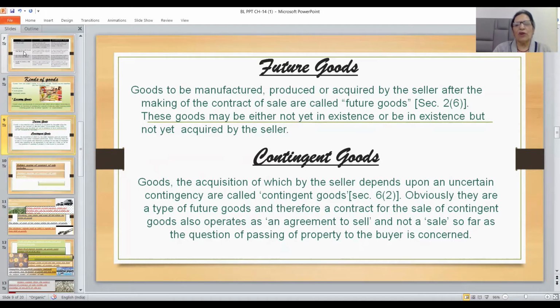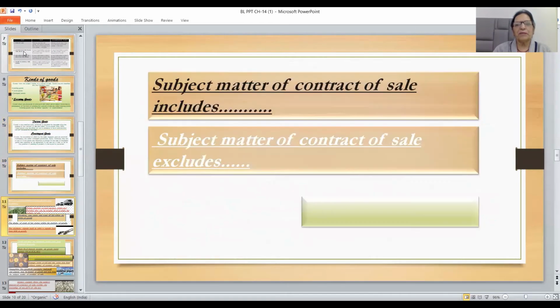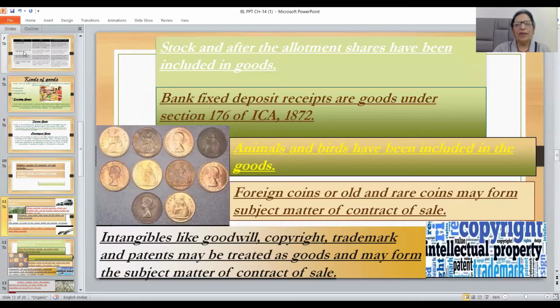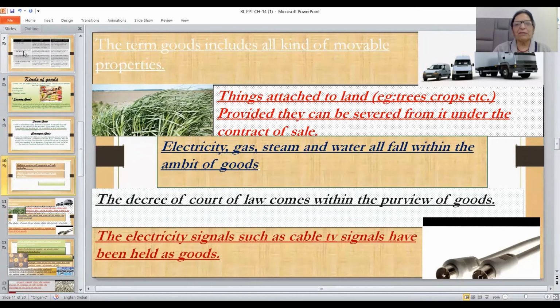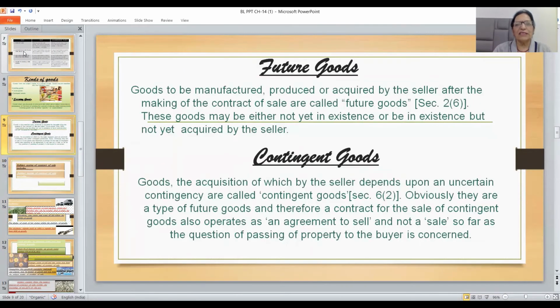So friends, I hope you must have understood all these kinds of goods. Existing goods, future goods, and contingent goods. But remember, friends, when we talk about future and contingent goods, then there cannot be sale transaction. There has to be an agreement to sell. Now, what is the subject matter of contract of sale?